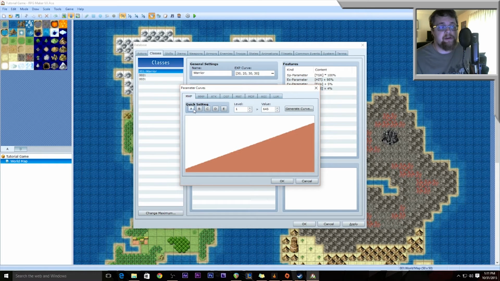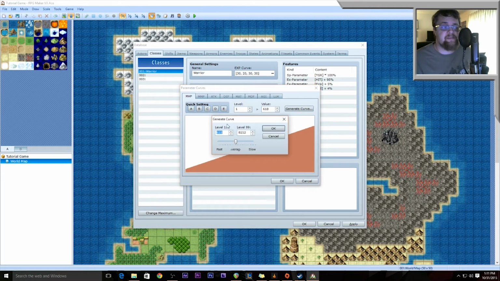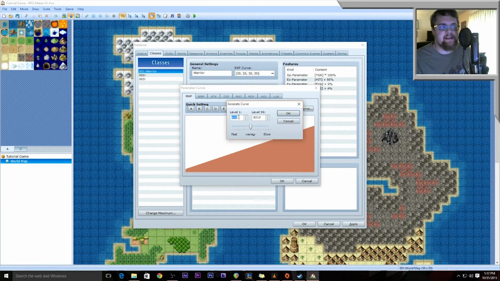Well, we could go with the quick settings and choose a default line that looks right to us, but that's kind of a lazy way of doing things. We're going to click this button here that says Generate Curve. And we are going to get this menu here. This menu is going to ask us, what do we want the health to be like at level 1? And what do we want the health to be like at level 99? Pretty good question to ask.